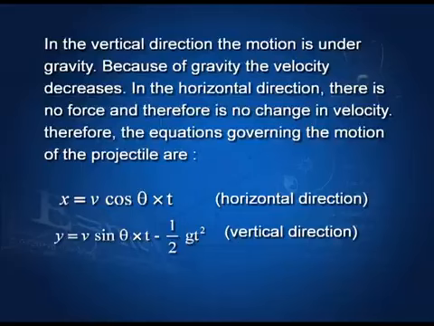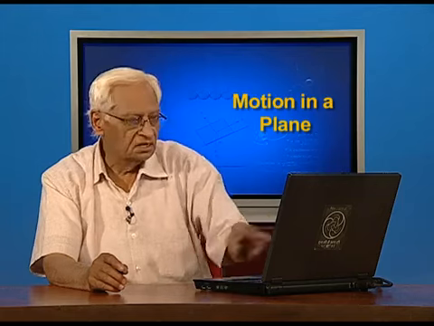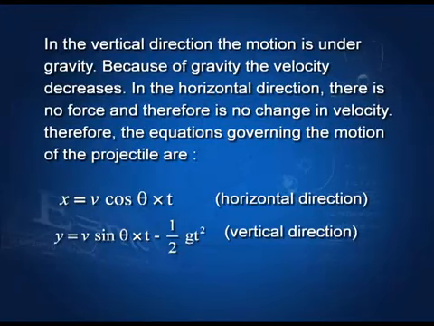The motion along the x axis is independent of any force. So, the distance covered in time t along the x axis is v cos theta times t, no force is acting. In the y direction, there is the force of gravity, and therefore, the distance covered in the vertical direction is the vertical velocity v sin theta into t minus half g t square, where g is the acceleration due to gravity.